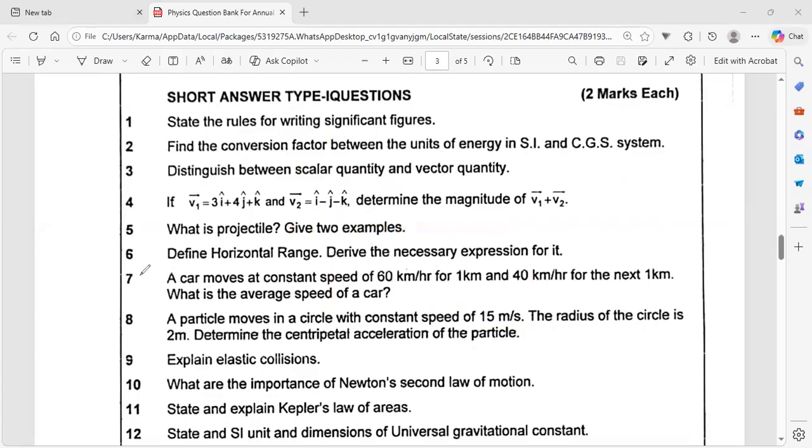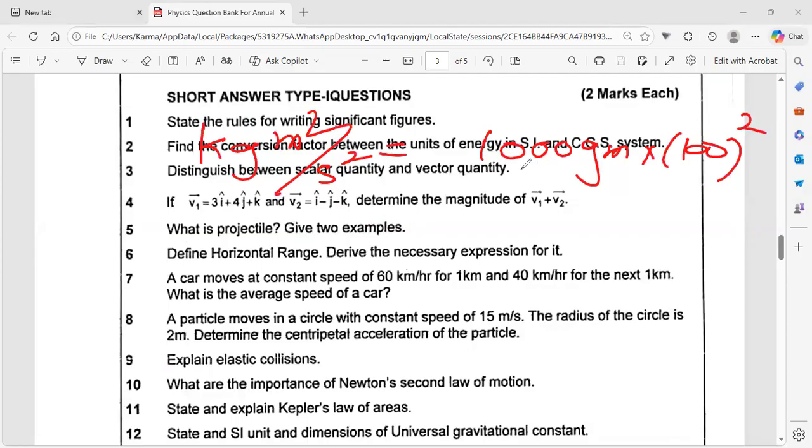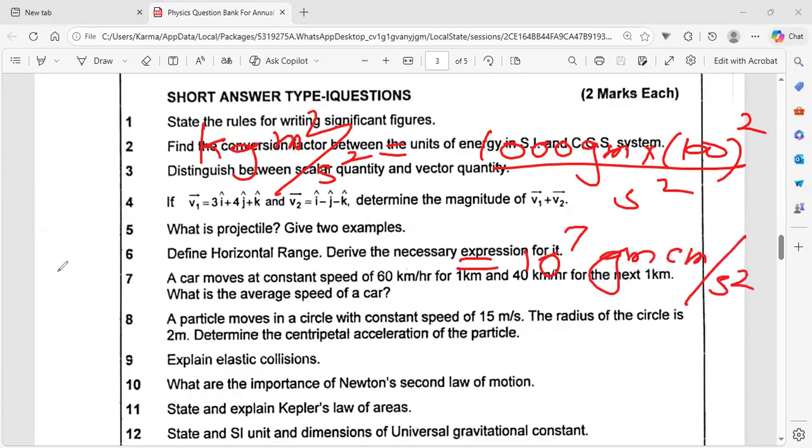Find the conversion factor between the CGS and SI for energy. Energy is kg meter square per second square. So 1 kilo is equal to 1000 grams, 1 meter is equal to 100 centimeter, square. 1 second square will be 1 second. So it will be around 10 to the 7 gram centimeter square per second square. 10 to the 7 is the factor.